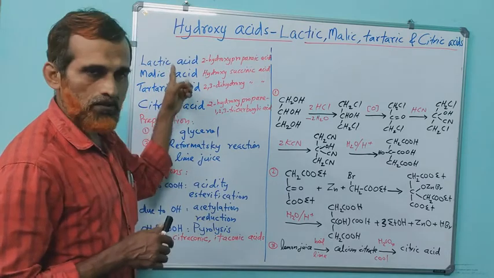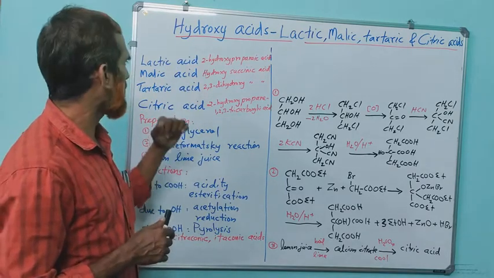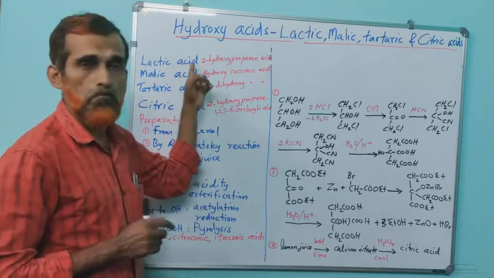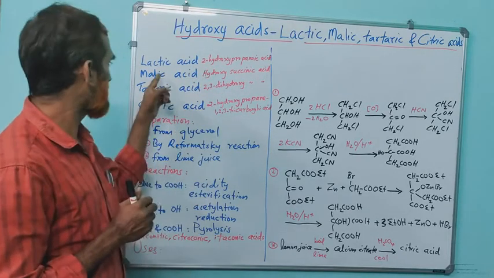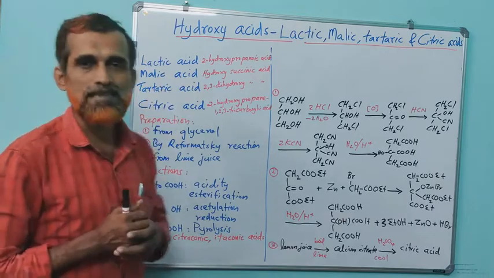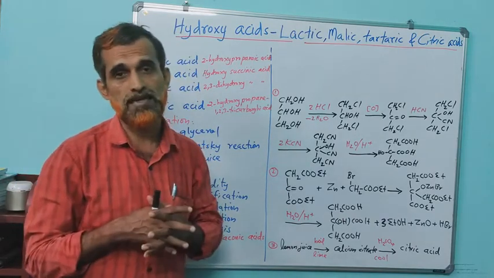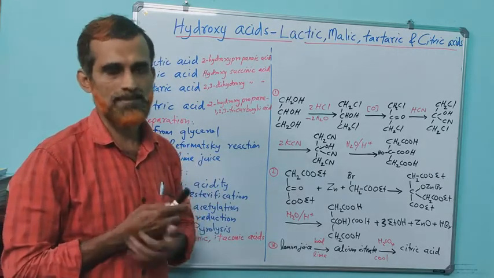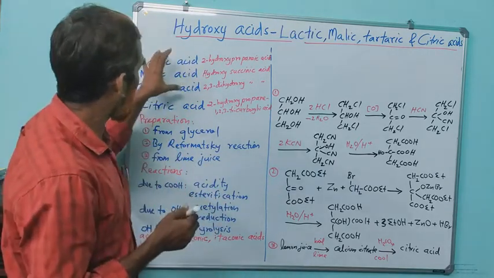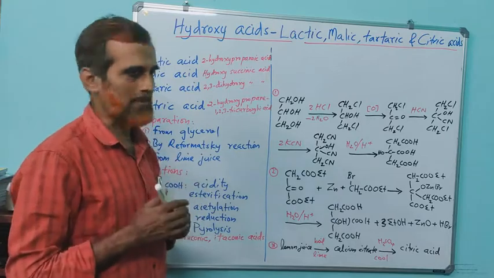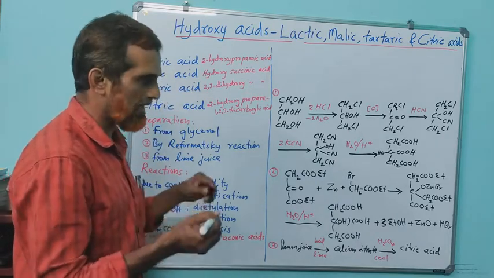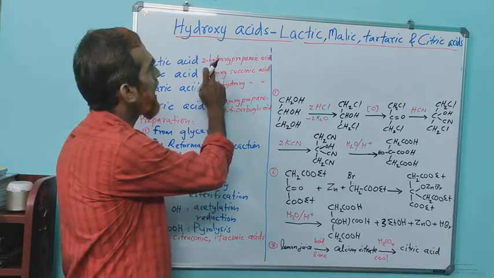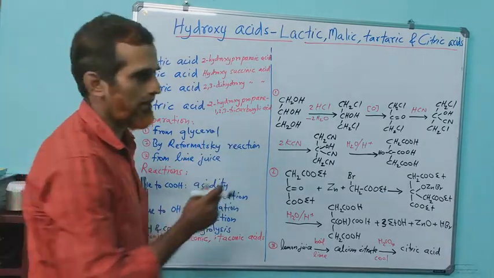Among the first three, lactic acid is a monocarboxylic acid, whereas malic and tartaric acids are dicarboxylic acids. Citric acid is a tricarboxylic acid. For these three we have only the structure to discuss. First one, lactic acid. The IUPAC name is 2-hydroxy propanoic acid.